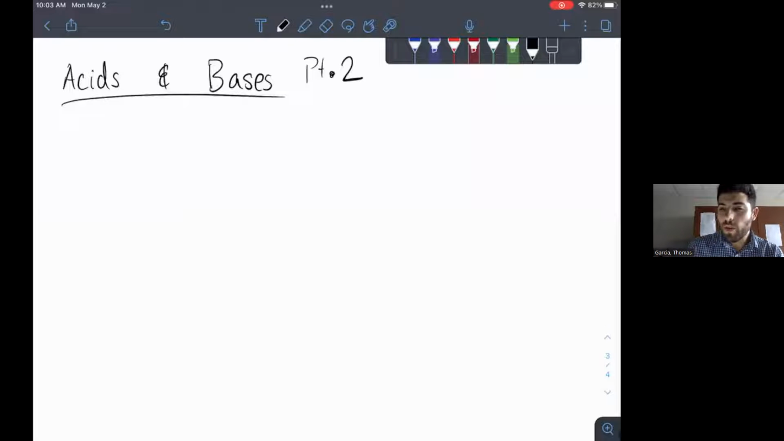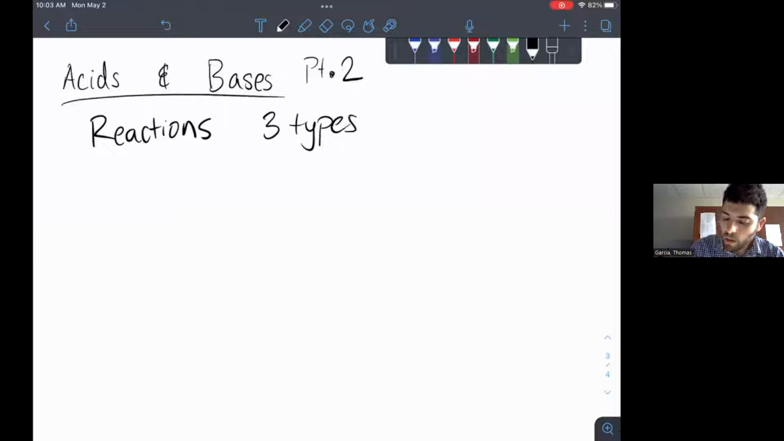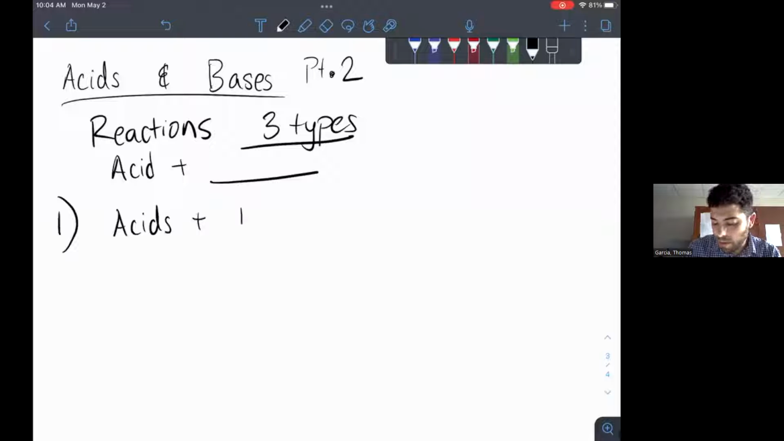All right, welcome to Acids and Bases Part 2. This is where we're going to be talking about reactions. And we're actually going to be talking about three types. The first reaction we're going to talk about, because these are all honestly acid plus something, is acids plus metals.